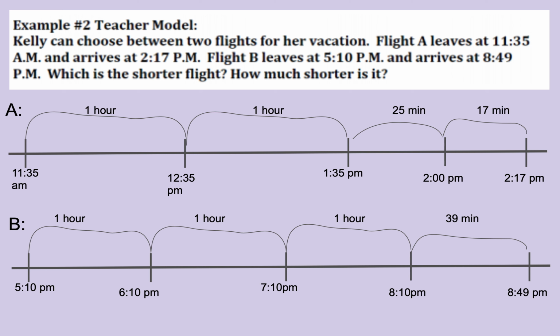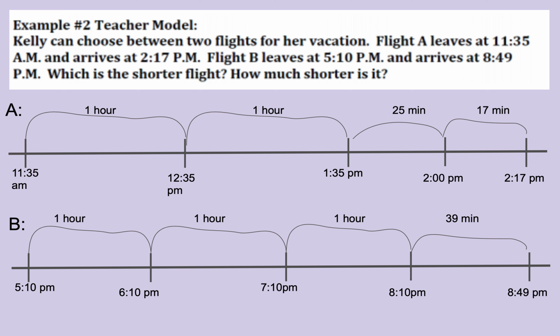Then from 2 o'clock to 2:17 is 17 minutes. Now my number line is set up to show me the length of time between 11:35 and 2:17. There are 2 hours and 42 minutes. That's how long flight A was.